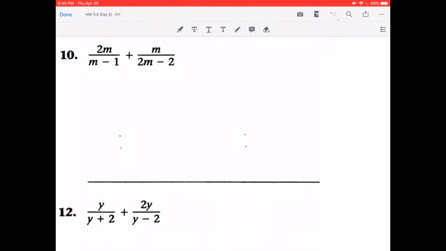Hey guys, so I know this is a tricky homework assignment, so I'm going to go through the last 3 problems in particular on homework 11 for day 3.